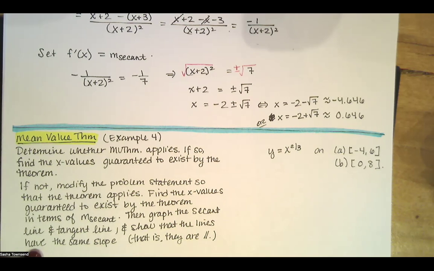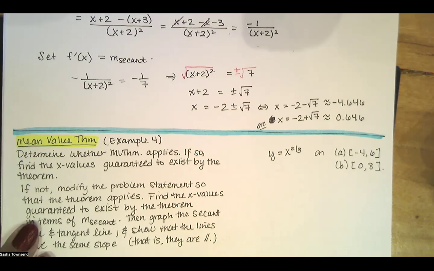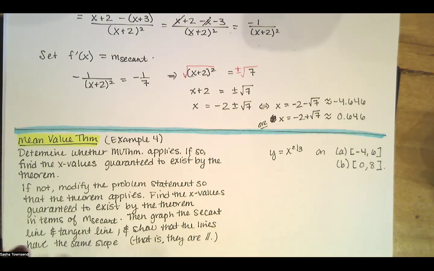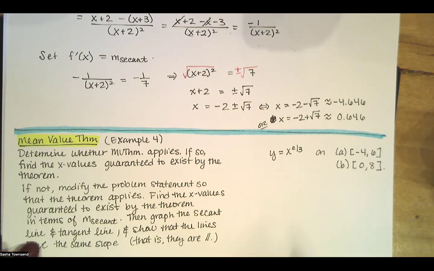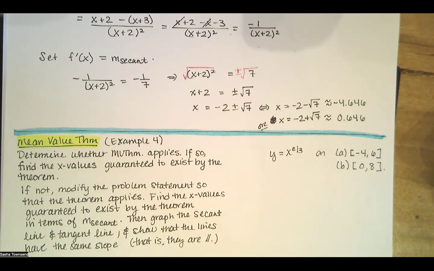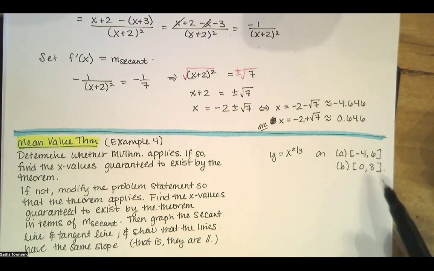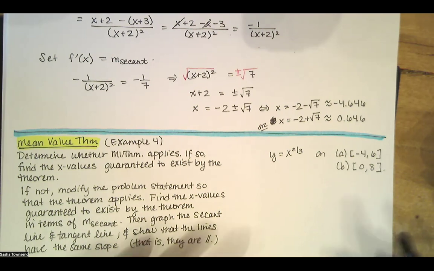Again, we want the average rate of change to equal the instantaneous rate of change at a particular location. And that means that the tangent line and the secant line are parallel. So we've got this function y equals x to the 2/3. And we're on the interval from -4 to 6, or we're on the interval from 0 to 8.